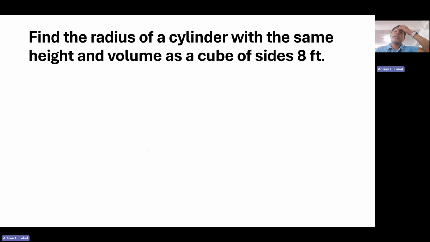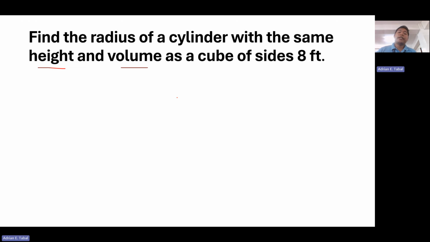Next, find the radius of the cylinder with the same height and volume as a cube of sides 8 feet. So same height and volume as a cube of sides 8 feet. I want you to answer this question in the comment box. Indicate your last name, your first name, and your solution to this question.